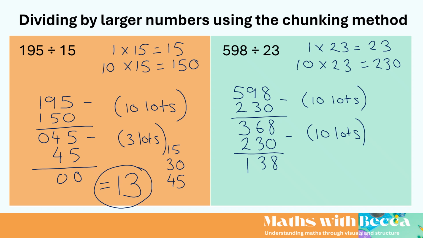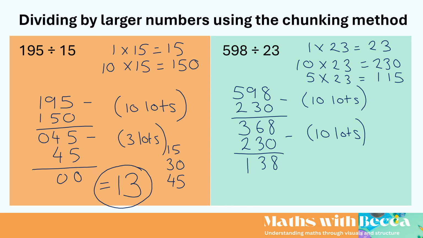I could do a few things here. One thing I could do is I know that if 10 lots of 23 is 230, then 5 lots of 23 is going to be half of that, because 5 lots of something is half of 10 lots of that thing. And half of this would be 115. So that's one way you could do it. Or another way is that you could write yourself a list of the 23 times tables.